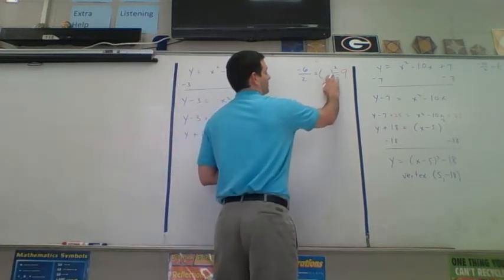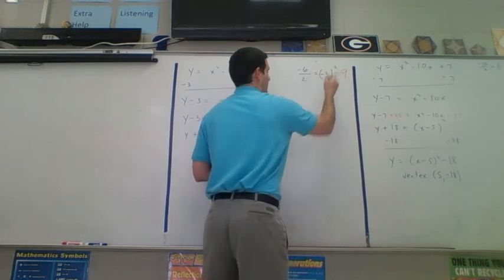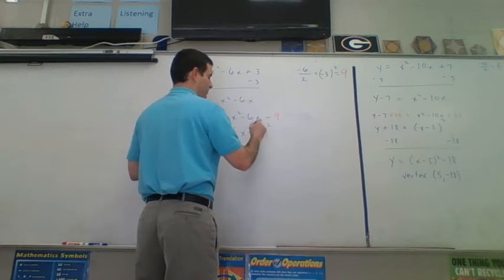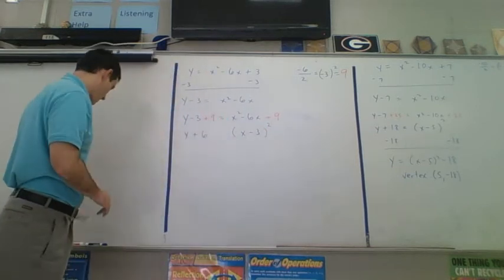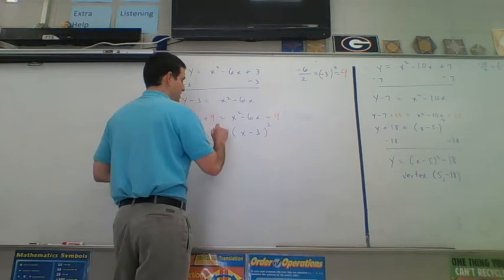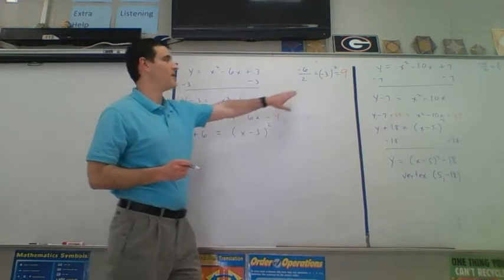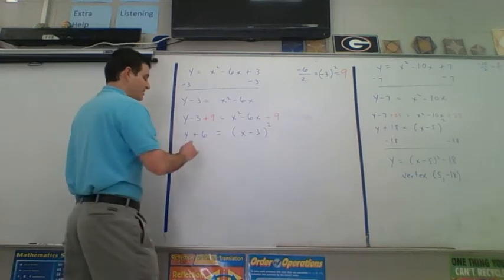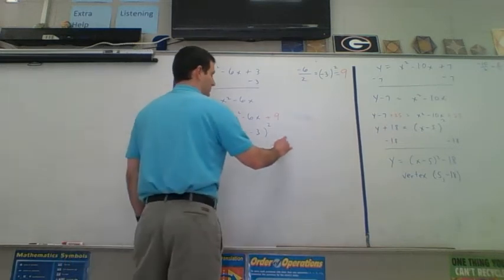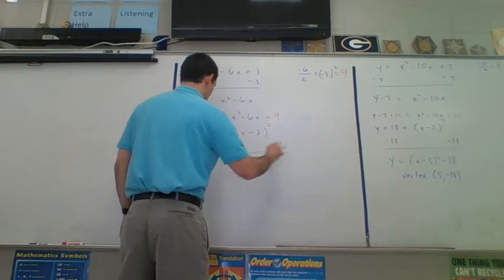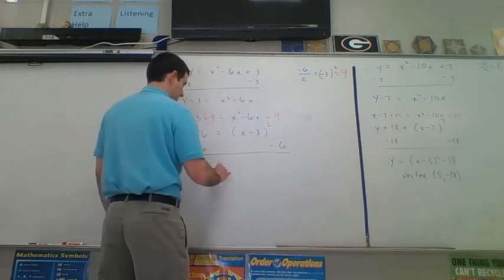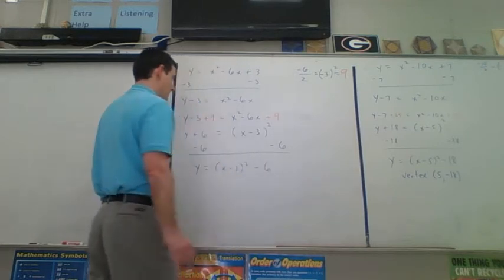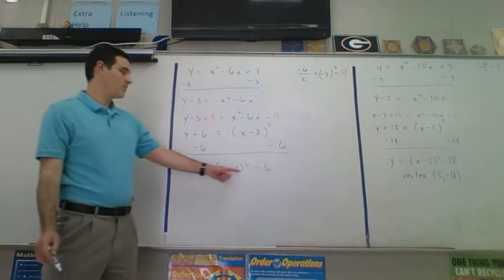This number actually always shows up in this fashion. And you can use that as a shortcut. You know that whatever half of this is will always show back up here. Your final step is to move the 6 back. So this is vertex form.